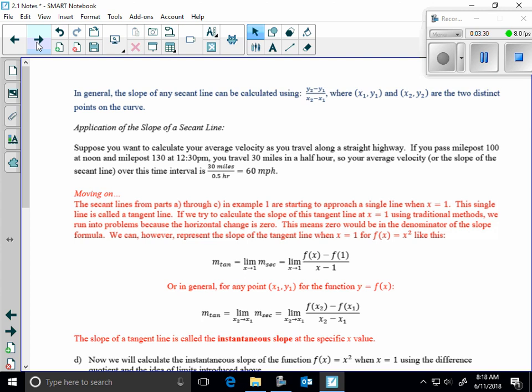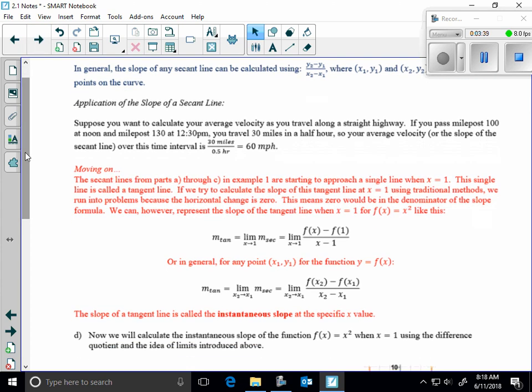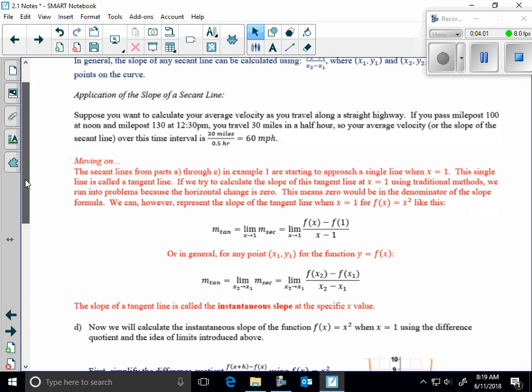In general, the slope of the secant line can be calculated using the slope formula with these two distinct points. An application of the slope of the secant line can be something such as miles per hour. So suppose you want to calculate your average velocity. This is average velocity, not instantaneous. If you pass milepost 100 at noon and milepost 130 at 12:30, you travel 30 miles in 30 minutes. So your average velocity, the slope of the secant line over that time, would be 30 miles per half hour, which is 60 miles per hour.